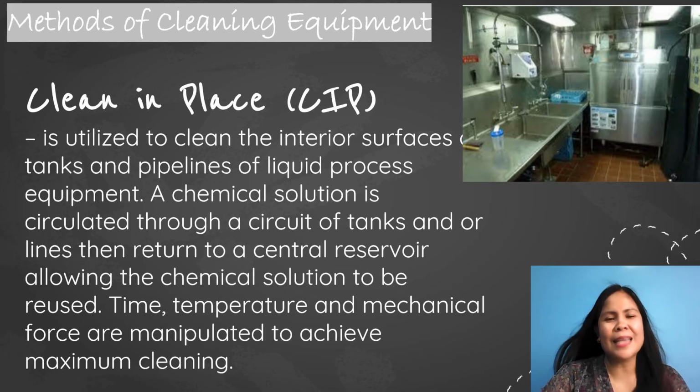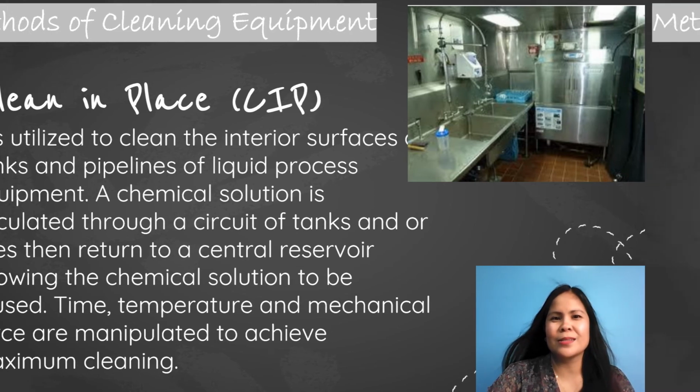Why is CIP important? CIP is an important component in guaranteeing food safety in food processing plants. Successful cleaning between production runs avoids potential contamination and products that don't meet quality standards.